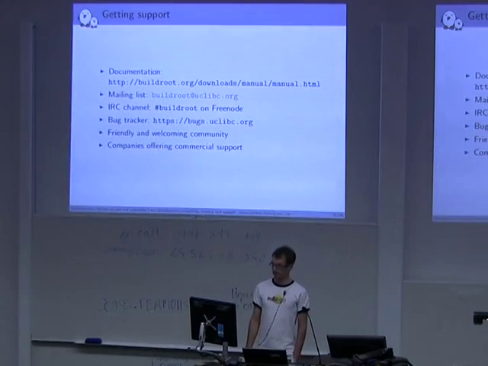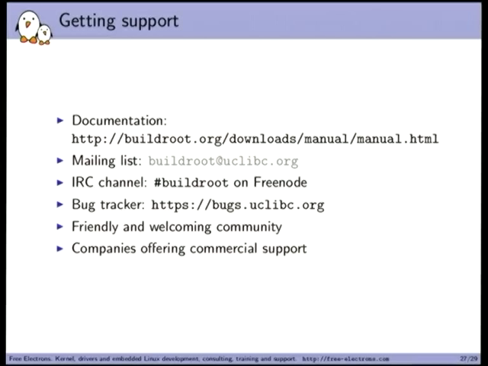So if you want to try out Buildroot, there is pretty good documentation available, especially describing how to add packages. It describes things with a lot of details. And like any other good open source project, we have, as I said, the ugly logo, but we also have the mailing list, the IRC channel, and a bug tracker.